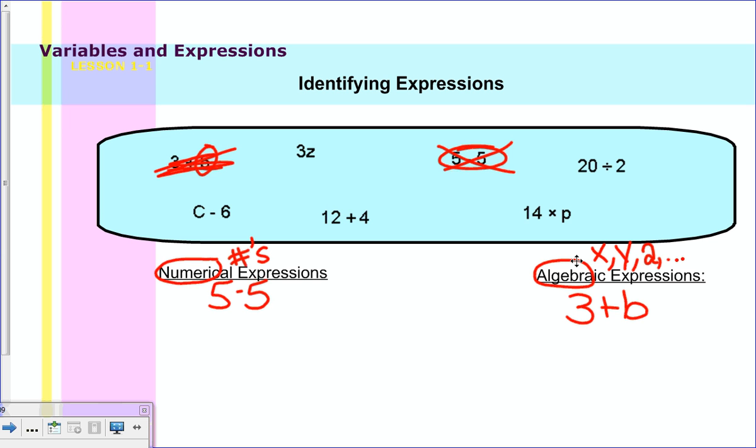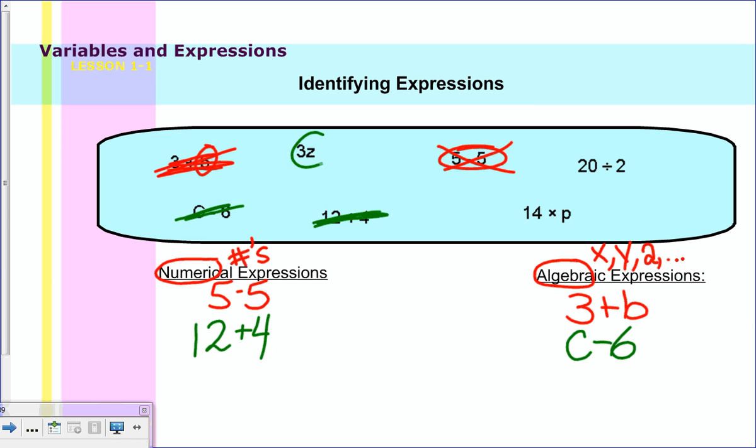All right, I hope you had a chance to finish this. And what we're going to do now is just place them where they're supposed to go. And I'm going to just start over here. We have that C minus 6. Well, C is a variable, so that one goes there. Then we have 12 plus 4. Well, again, I don't see variables. Those are just numbers. So that's numerical.